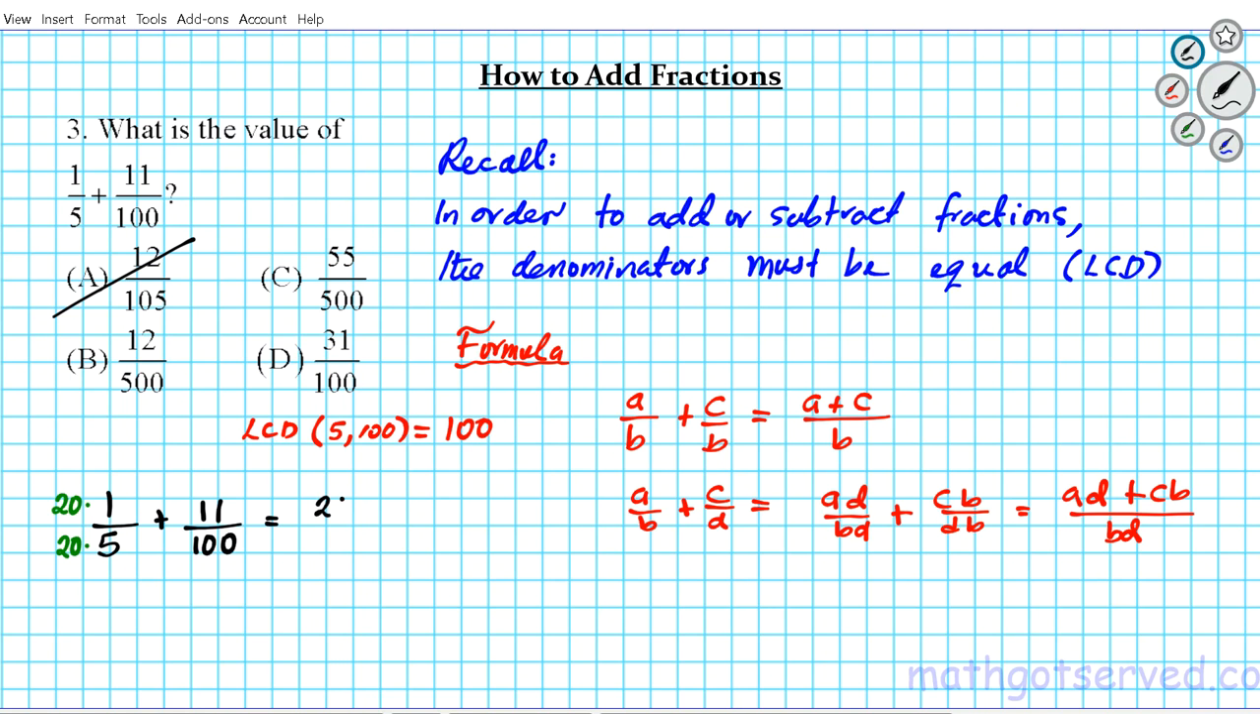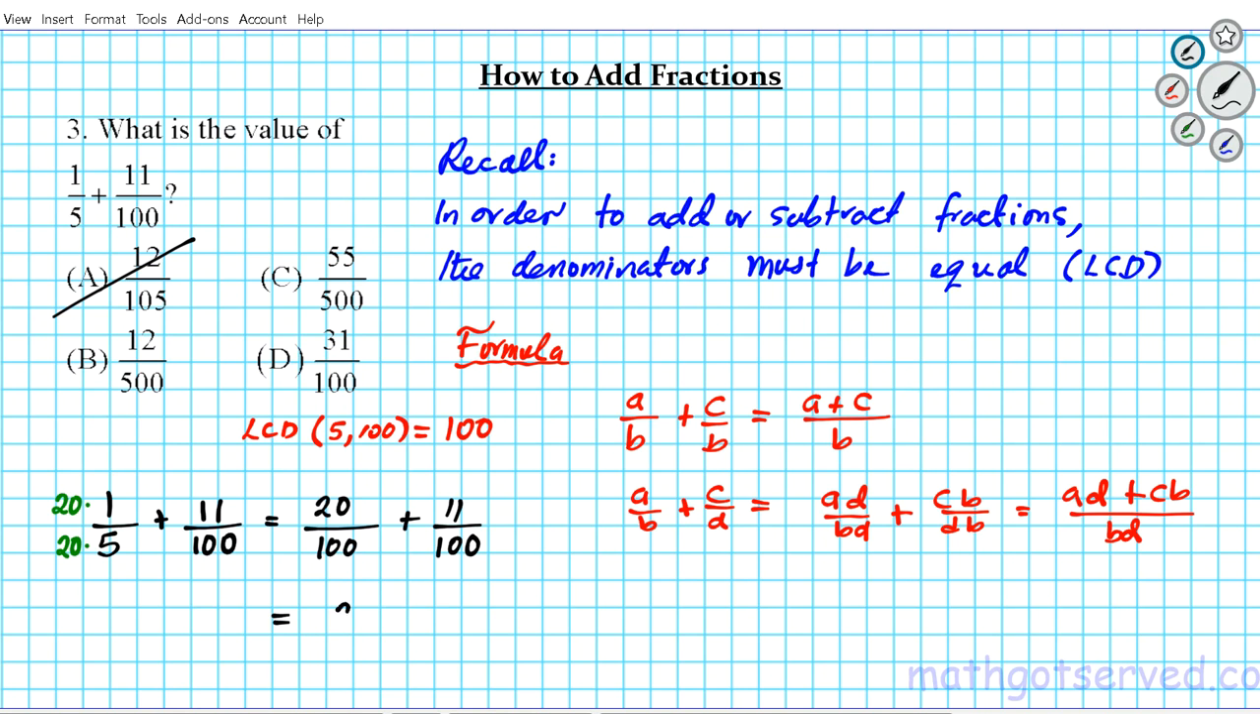All right, so we're going to have 20 times 1 is 20. 20 times 5 is 100, plus 11 over 100. Now the question is, can we add right now? Absolutely. How do we know we can add? Well, because the denominators are the same. All right, so we talked about this earlier. In order to add or subtract fractions, the denominators must be equal. So they're equal here.